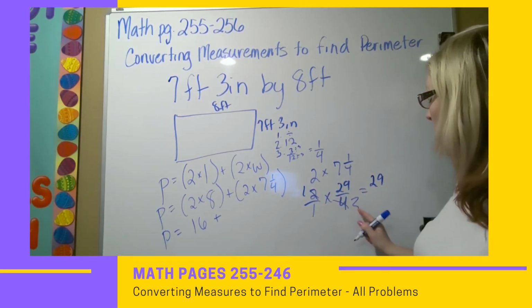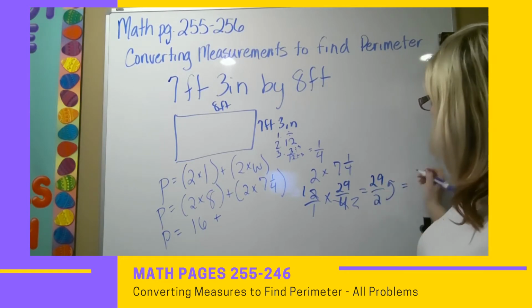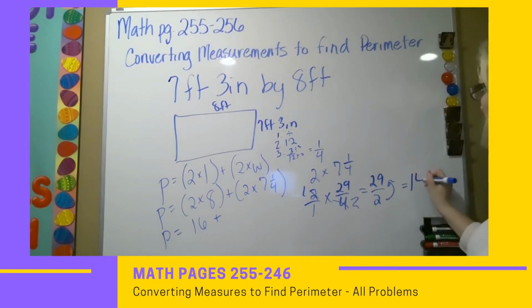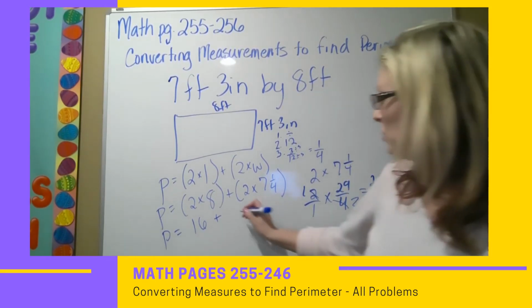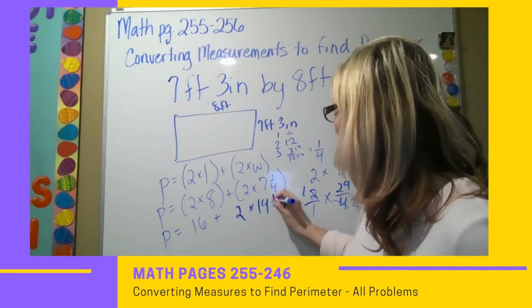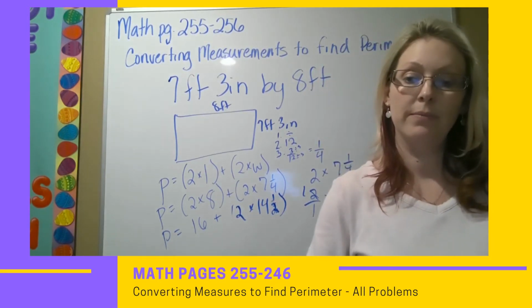1 times 2 is 2. And when I divide that back in, I know 2 goes into 1 one time. 2 goes into 9 four times, and I would have 1 left over because that would be 8. Then that would be 14 and 1/2. So then I would have 2 times 14 and 1/2 would be my width.